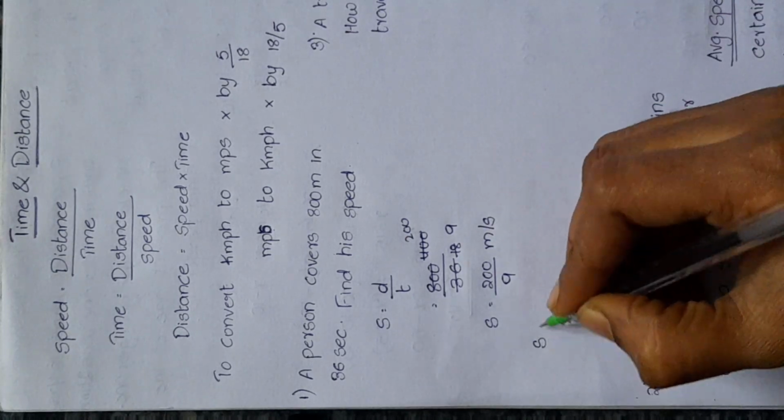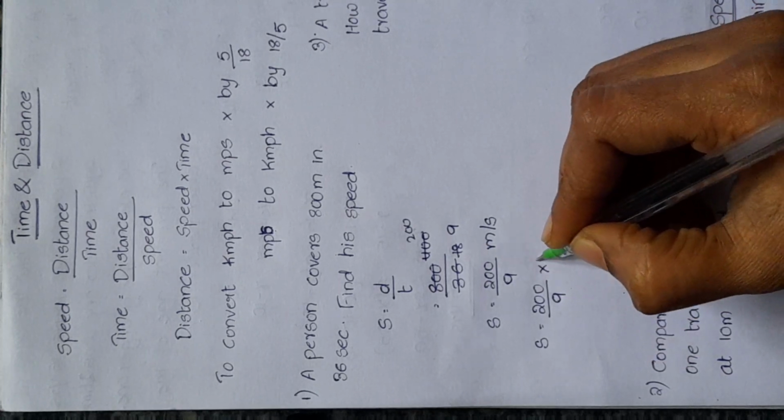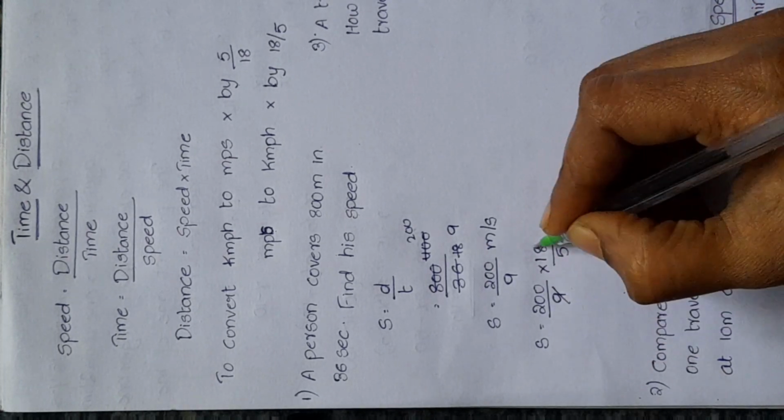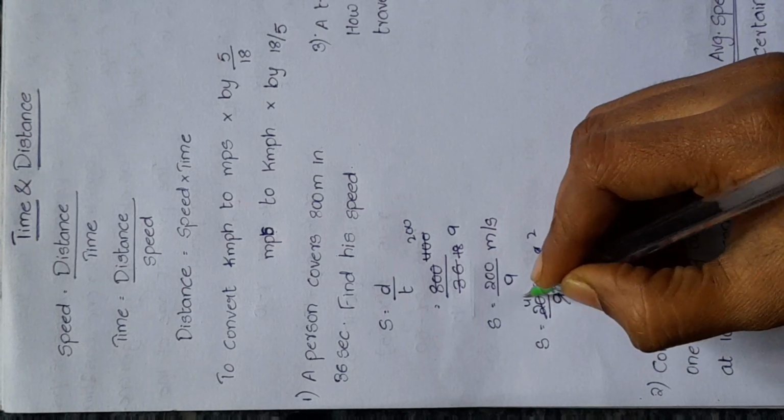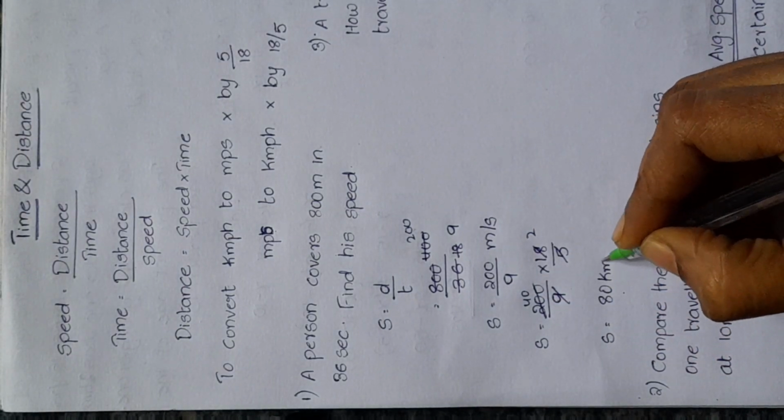If we want to convert this into kilometers per hour, 200 by 9, we should multiply with 18 by 5. 2 times, 40 times. So the speed in kilometers per hour is 80 kilometers per hour.